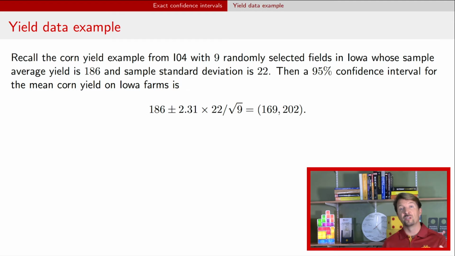Because it's a credible interval, that tells us that our belief about what the true population mean is, 95%, is between 169 and 202. Because that credible interval also corresponds to a confidence interval, that tells us that the procedure we're using, that is, if we did this over and over and over with different samples of farms in Iowa, 95% of those intervals would cover the truth.